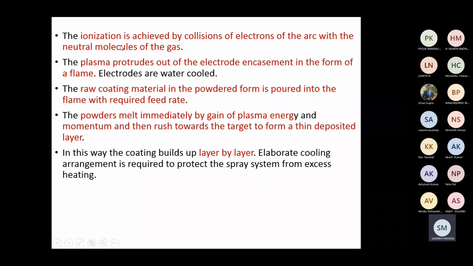And this ionization is achieved by the collision of electrons of the arc with the neutral molecules of the gas. So two electrodes will be there, and an arc will be generated. Then when the argon gas passes through that arc, electrons will collide with the neutral argon gas and convert it to argon plus.